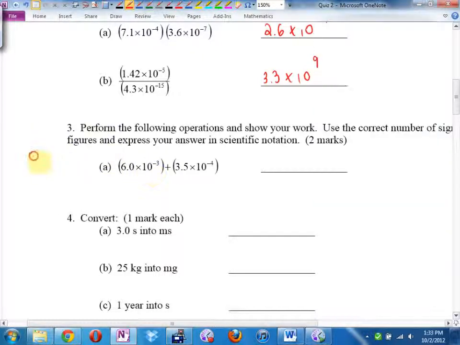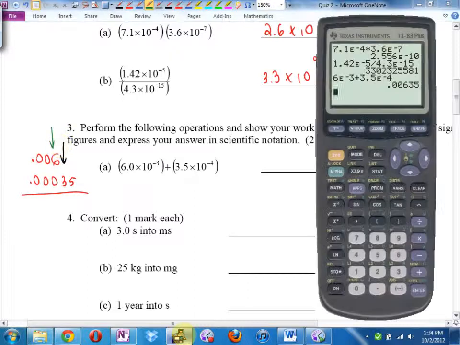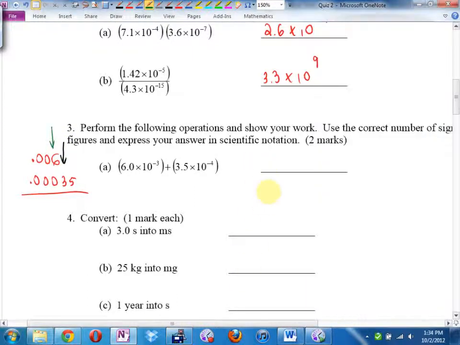6 times 10 to negative 3, this is really 0.123. 3.5 times 10 to negative 4, this is really 0.1234. Where is the first digit that I start guessing? Right here, this is the first digit where I don't know what goes right here. So I'm going to round off to this decimal place. I'm going to round off to the third decimal place, which means my answer is going to be 0.006.